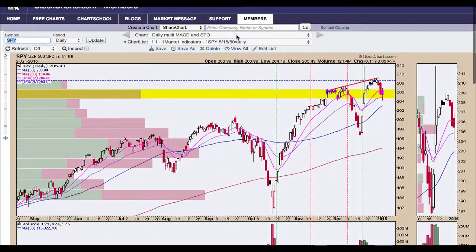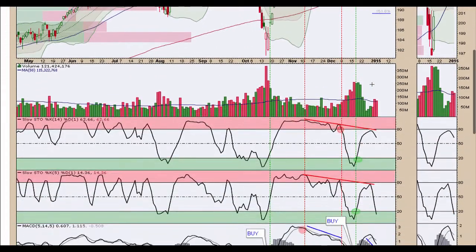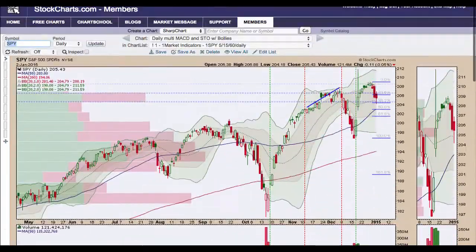Now let's take a look at the fibs. We see the 382 right at the bottom of this volume by price bar. We have the 50 period moving average moving up underneath price, and we bounced right here at the 20 period. So that's looking good on the daily.